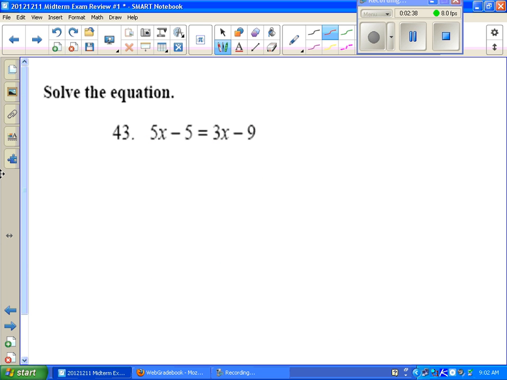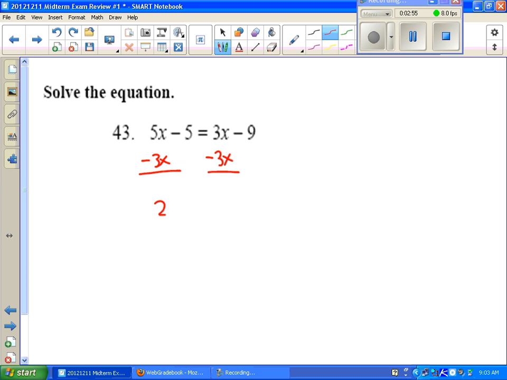43 says 5x minus 5 equals 3x minus 9. Again, move your variable terms all to the same side. Move the smaller variable 3x over to the larger 5x. That's positive or plus 3x. Undo that by subtracting 3x. If you subtract 3x on the right, you have to subtract 3x on the left.